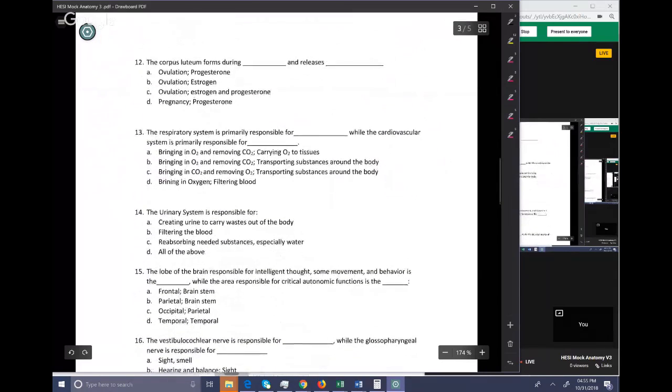12, corpus luteum forms during what time and releases what is from Anatomy 3. So hopefully you remember that it's ovulation because we talked a lot about that part of it. And then it releases just progesterone because remember that the corpus luteum forms right as ovulation is starting, and it releases progesterone because progesterone is what readies the uterus for pregnancy.